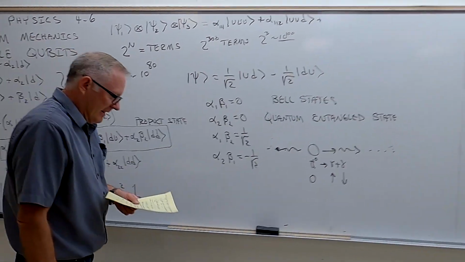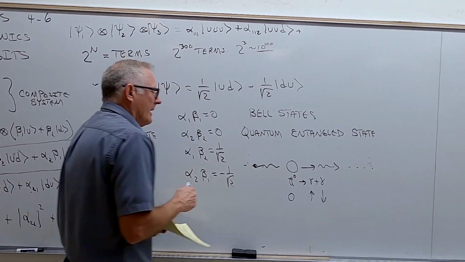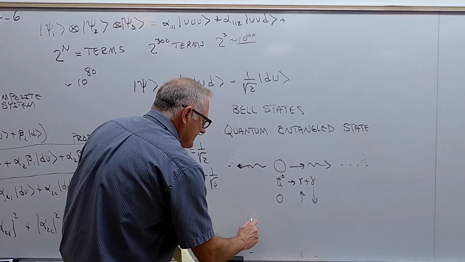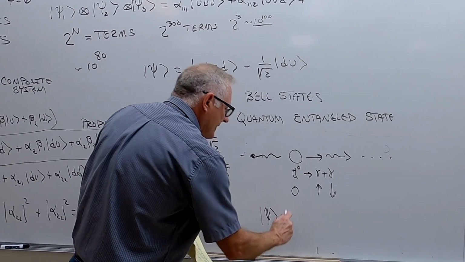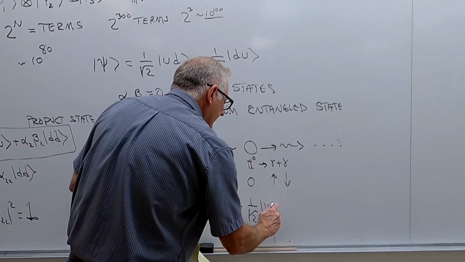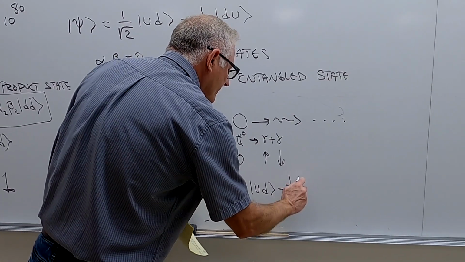Well, I'll come back to that in a minute right here. What happens if this is the state it's in, so this psi is equal to 1 over the square root of 2 up, down, minus 1 over the square root of 2 down, up.